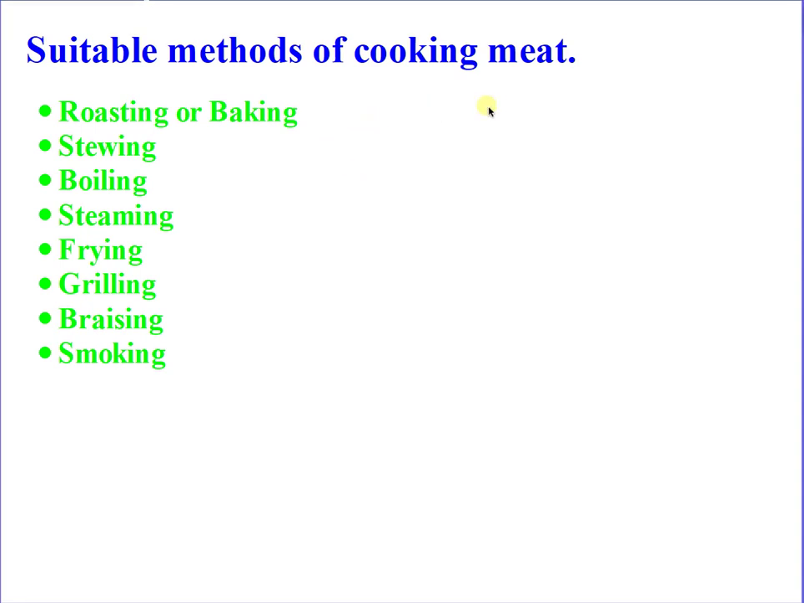Suitable methods of cooking meat. All these are methods of cooking foods, and all of them can also be used to cook meat. We have roasting or baking, stewing, boiling, steaming, frying, grilling, braising, and smoking. So these are the various methods of cooking meats.